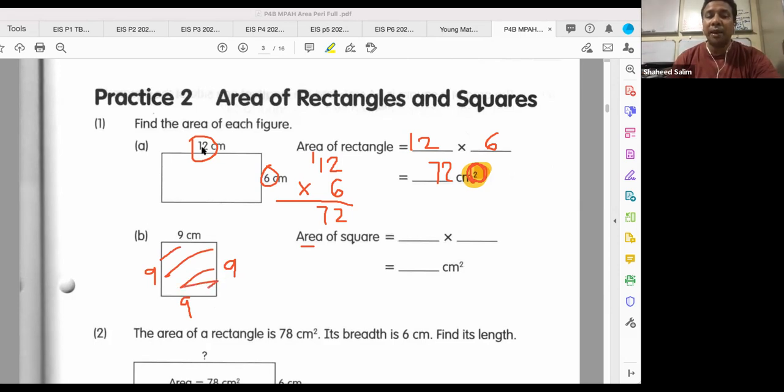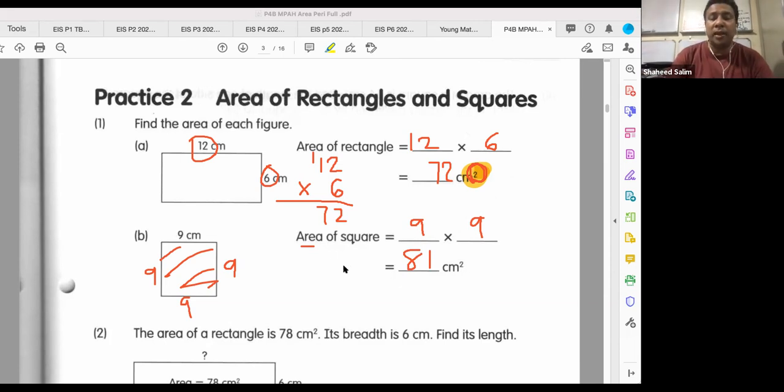Take length times breadth. Down here, 12 times 6. This one, 9 times 9. Shafia, 9 times 9, not 9 times 4 lah, Shafia. This is 9 times 9. The length is 9. The breadth is also 9. 9 times 9 is how much? 81. Be careful. Shafia, you get it or not? You understand? Yeah? Okay.